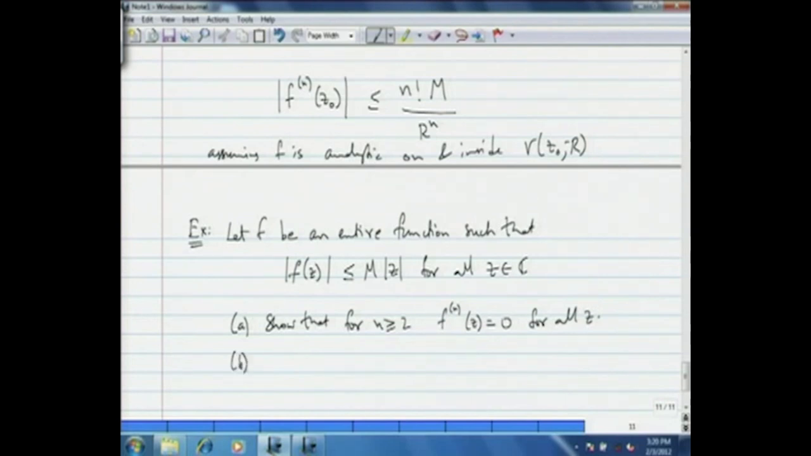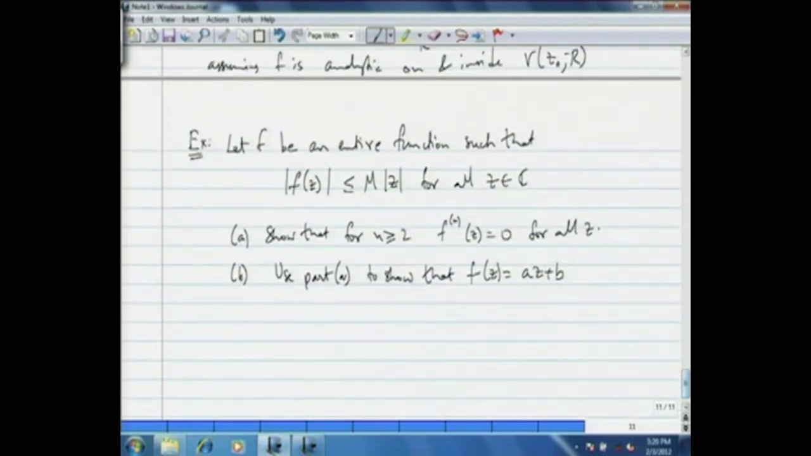And part (b) asks you to use part (a) to show that f of z is az plus b. Notice that here we have a condition which is slightly weaker than the hypothesis of Liouville's theorem. Under this weaker condition we are able to show that f of z is actually a linear function in z.